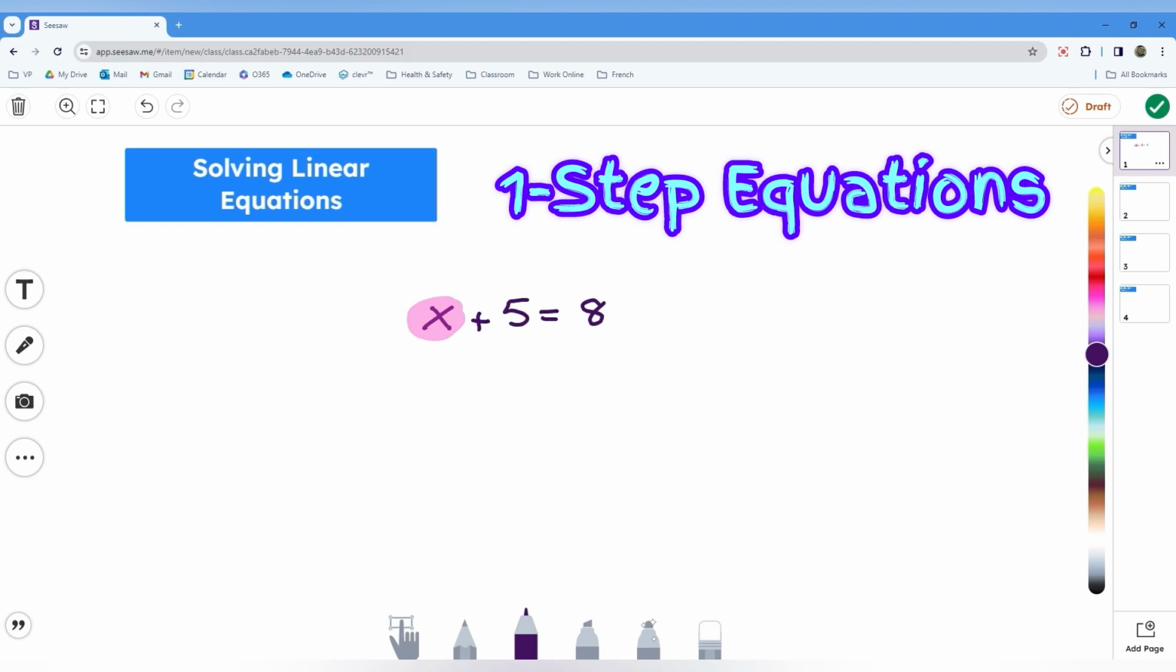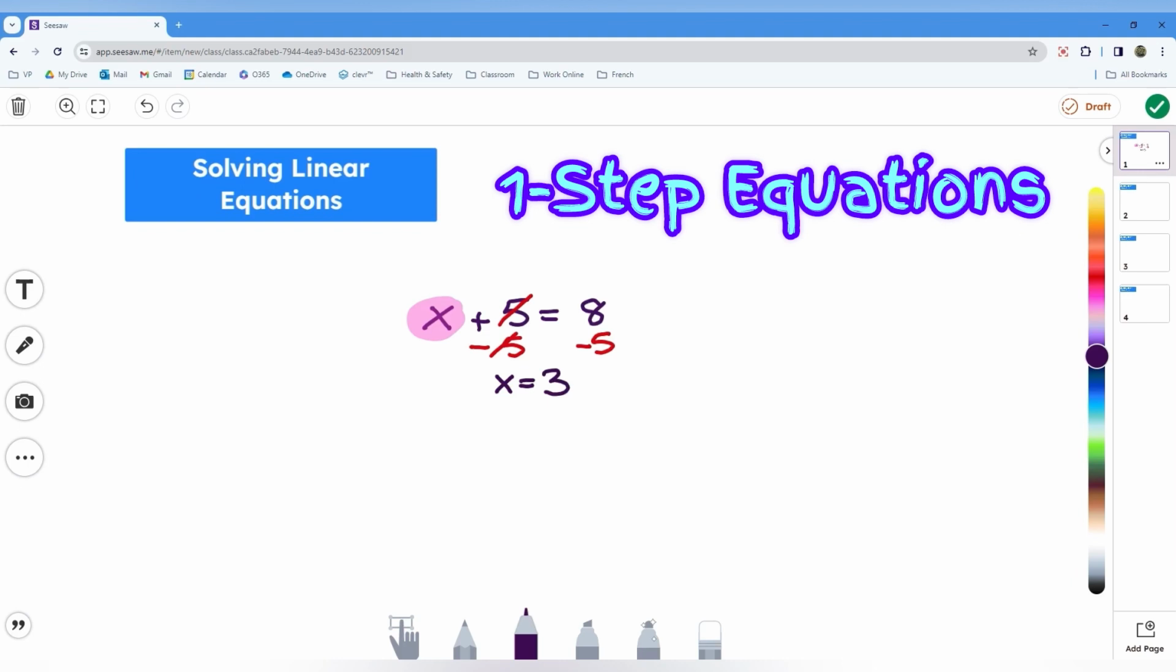Since I have a plus 5, what I have to do is subtract 5 because I need this to get to 0 and disappear. 5 minus 5 is 0, so those will cancel. But what you do to one side, you must do to the other. And so now we're left with our answer of x equals 8 minus 5, which is 3.